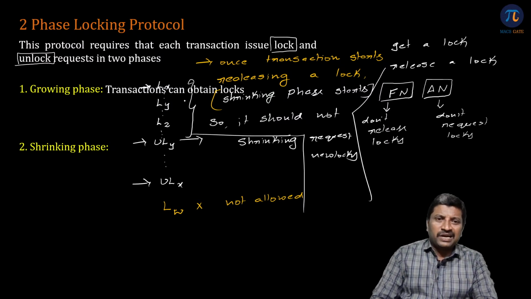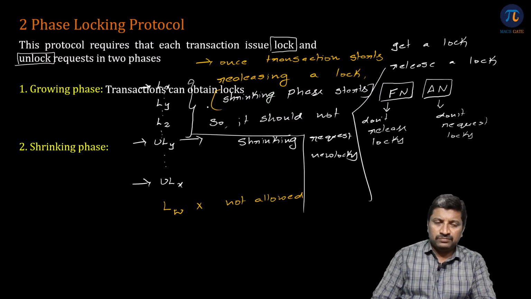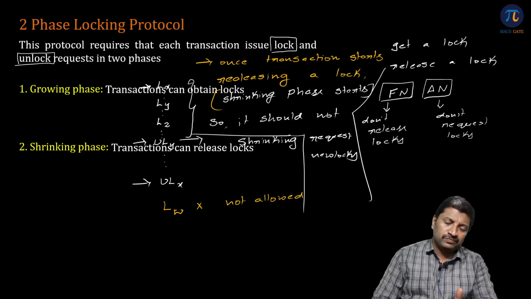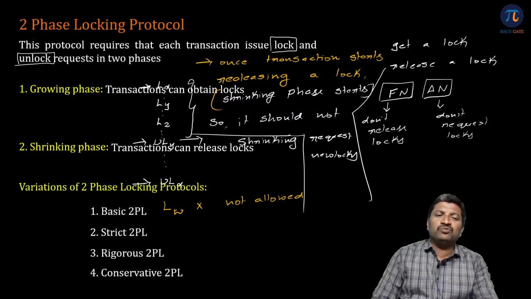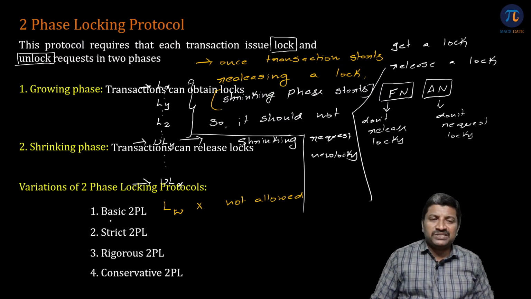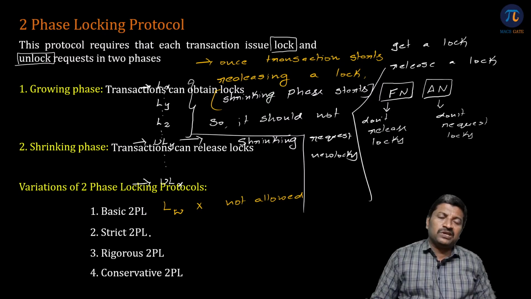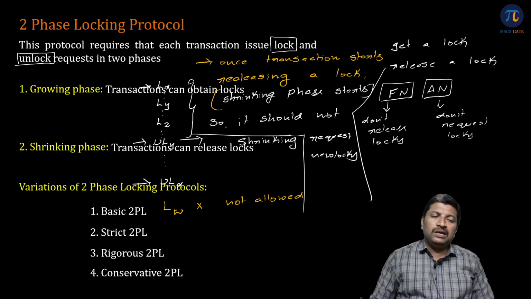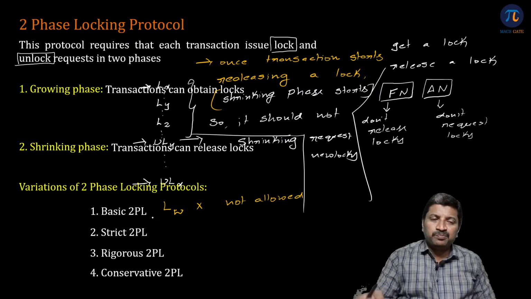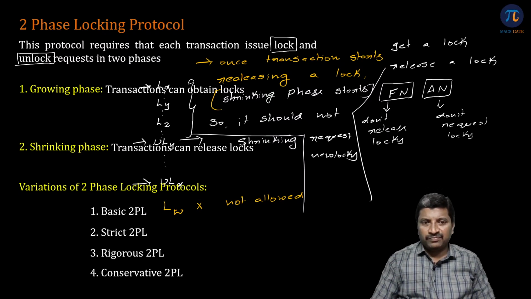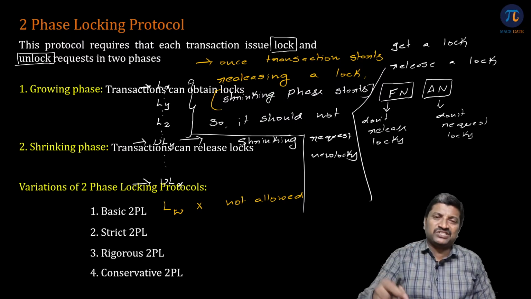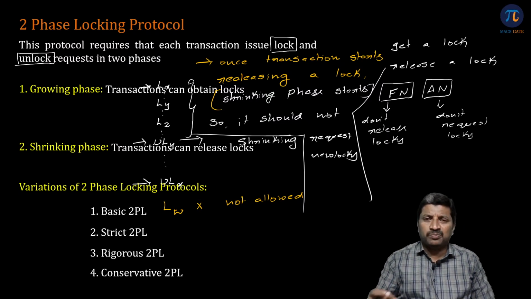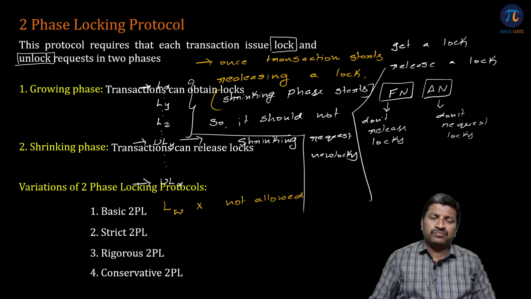So let me note this down. A transaction can obtain locks. A transaction can release locks. What are the variations of two-phase locking protocols? These are the variations: basic two-phase locking protocol, strict two-phase locking protocol, rigorous 2PL and conservative 2PL. Basic two-phase locking protocol means what we discussed just now. It will simply follow the growing phase and shrinking phase. And if I impose some more or extra conditions on these phases, then the other variations come into the picture, like strict, rigorous, conservative. So let us discuss each of these protocols one by one.